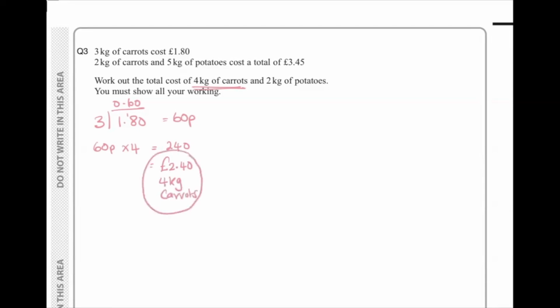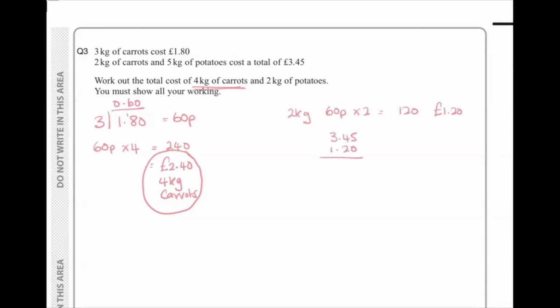And it's not a bad shout to do that little bit of labeling, because we're going to go away, do some other maths, and then we might lose where we are. We might get a little bit muddled, and we need to be really clear what we've got. So a bit of labeling along the way, I think, is quite good. Now, the second line says we've got 2 kilograms of carrots. So 2 kilograms is going to be 60 pence times 2, which is 120 or £1.20. And we're going to take that away from the total. When we take that away from the total, it's going to give us what the potatoes cost.